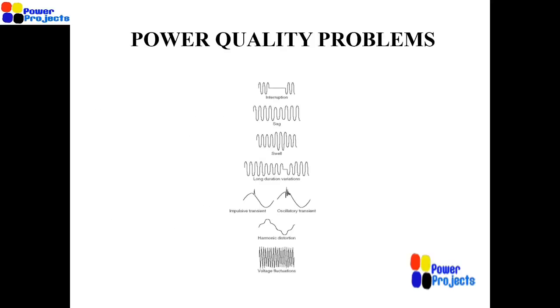I think these are some power quality problems which you might have studied in the textbooks. There is an interruption in the power in the first phase. There is a sag, that is a reduction in voltage for a short time. Swell, that is an increase in voltage for a short duration. Long duration variations, where there is a change in the voltage for a longer duration.